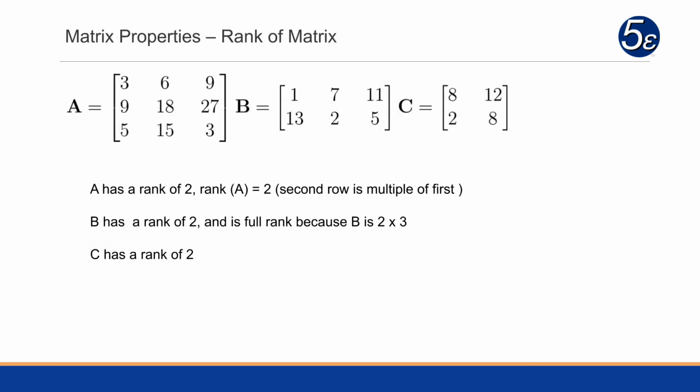So in the case of A, we had said originally that it is not linear independent, but the number of linear independent rows is actually 2. And so therefore its rank is 2. In the case of B, we have 2 rows that are linear independent, so therefore its rank is 2. And the same for C.